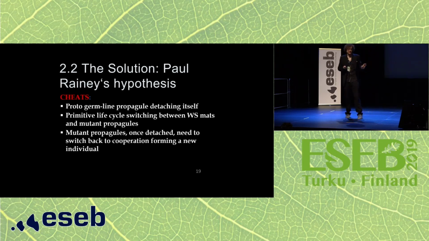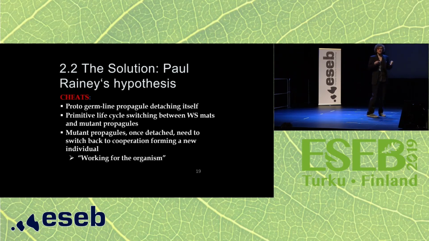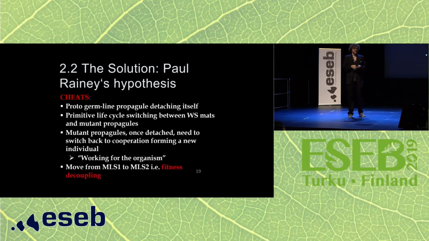And there is experimental support for this. And if this happens, we can meaningfully speak of these cells within the mat as working for the organism. And this is then this move from MLS1 to MLS2, fitness decoupling.